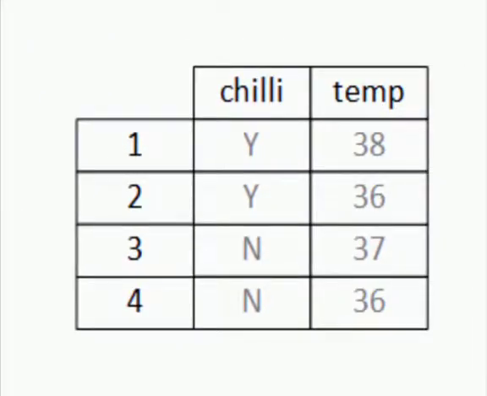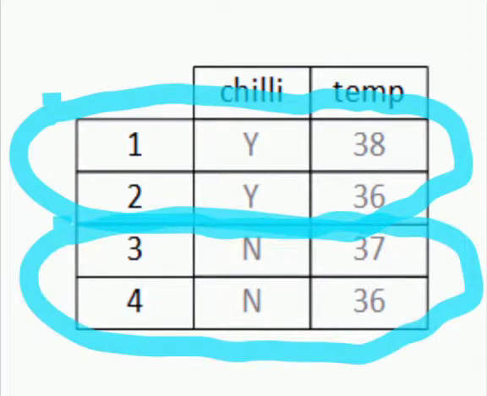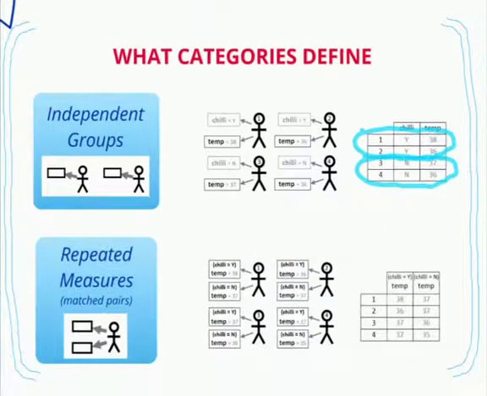So this is the data. Those first two people are the yes Chilli group, and the second two people are the no Chilli group. I've got two completely separate groups. My chilliness, yes or no, has defined two completely separate groups of people. One group had the chili, and one group didn't. That's what we call independent groups. And I just denote this with this picture where I have each person, and the outcome of the temperature has only been measured once per person. Each person's only got one measurement of temperature.